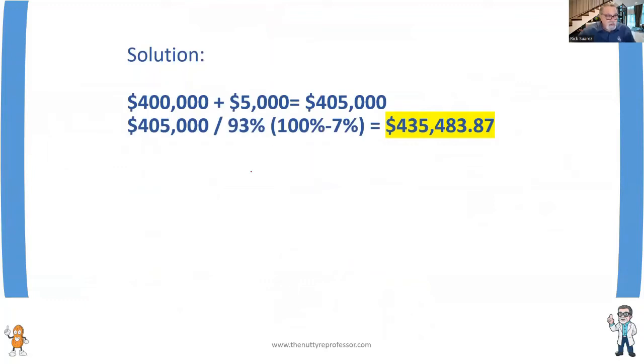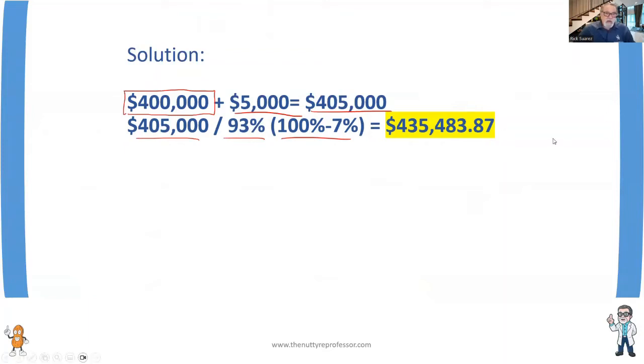Here is the 400,000, which the seller says, I want my check to say 400,000, right? You add the 5,000, it's 405. You get 405, you divide by 93, which is 100% minus 7%, and you end up with 435,483.87.